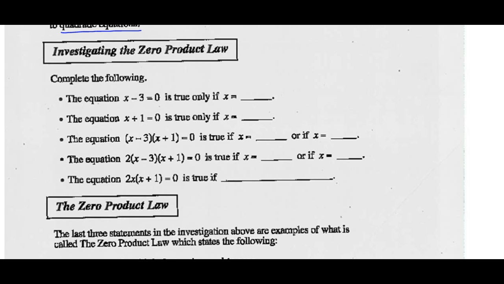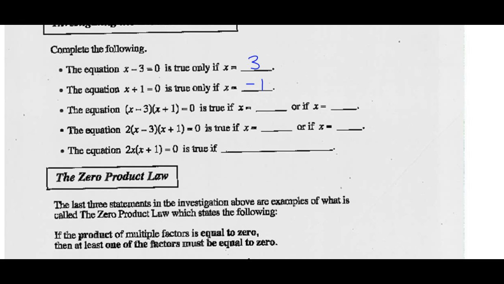Complete the following. The equation x minus 3 equals 0 is true only if what happens? There's only one number that makes this true. Add 3 to both sides. That only works if x equals 3. The equation x plus 1 equals 0 is only true if x equals negative 1, subtracting 1 from both sides. Therefore, the equation x minus 3 times x plus 1 equals 0 is true if x equals 3, we just did that, or x equals negative 1, we just did that. So it's only true if x is 3 or if x is negative 1.